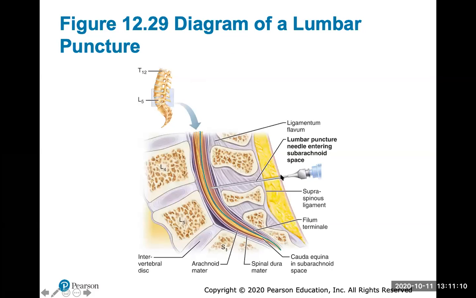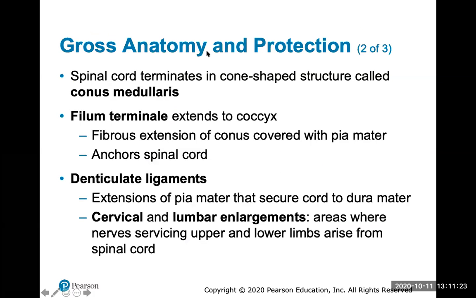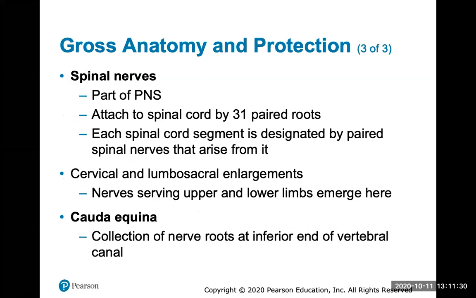And this is showing right between L4 and L5 where you might get a lumbar puncture, entering into that subarachnoid space to test your cerebrospinal fluid for different levels of proteins or white blood cells. The spinal cord terminates in a cone-shaped structure called the conus medullaris, and some of this might be a little bit of review from anatomy. The cauda equina are the collection of nerve roots at the inferior end of the vertebral canal. And the spinal nerves are part of your peripheral nervous system.